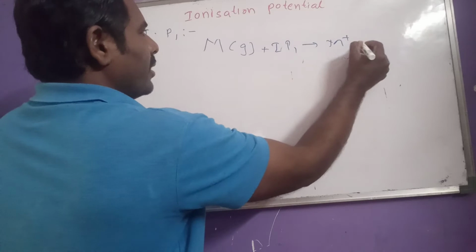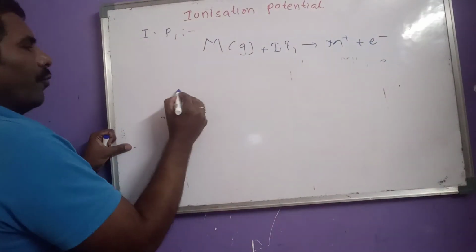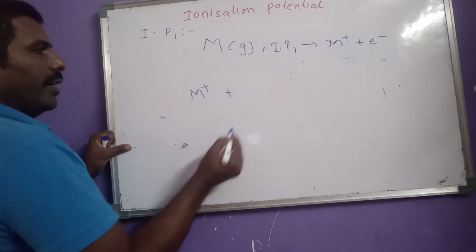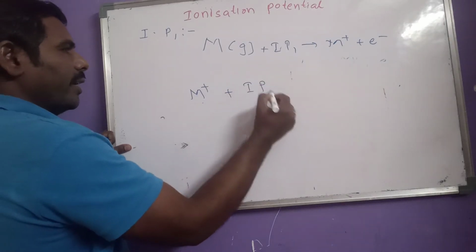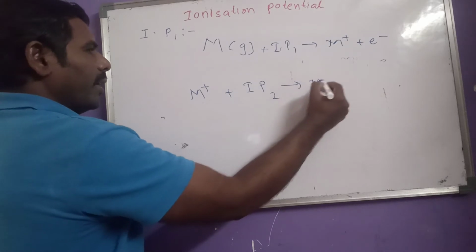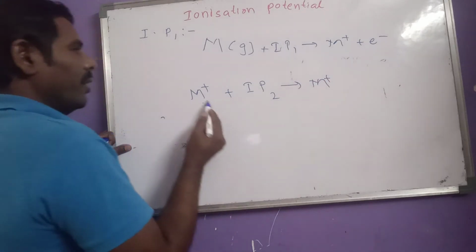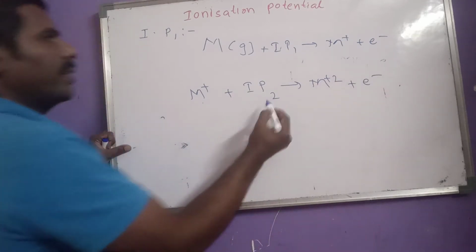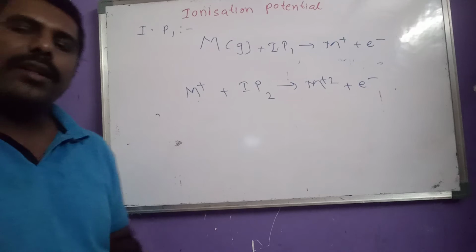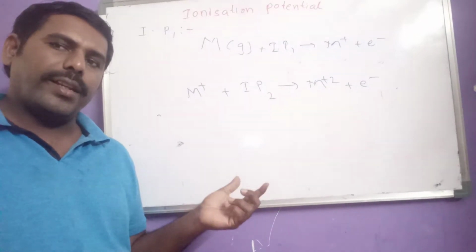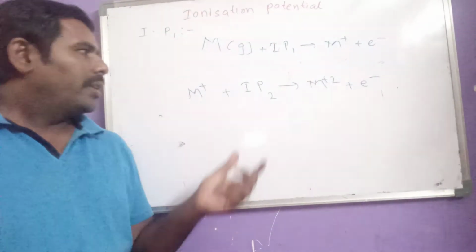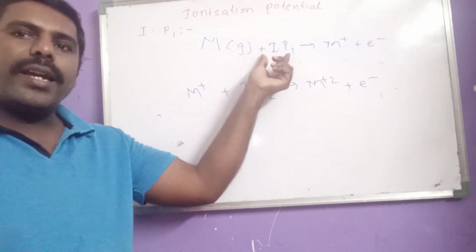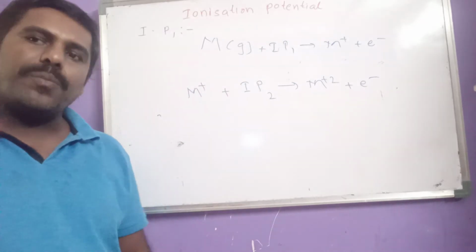Now let us see what is second ionization potential. We have to remove the electron from a unipositive cation. The energy required to remove another electron from a unipositive cation is known as second ionization potential. Generally, second ionization potential is greater than first ionization potential.